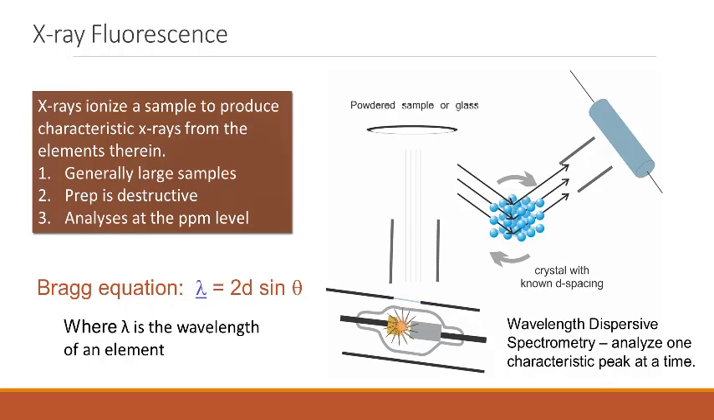The X-ray tube emits X-rays of a certain radiation, a characteristic radiation. These then hit a sample. The sample then fluoresces its own radiation based on the elements that are in it. These are then sent to a crystal with a known d spacing. Recall that in XRD, we sent X-rays through crystals that we didn't know the d spacing of to find that out. But here we have a custom-made crystal that we know the d spacing very well.